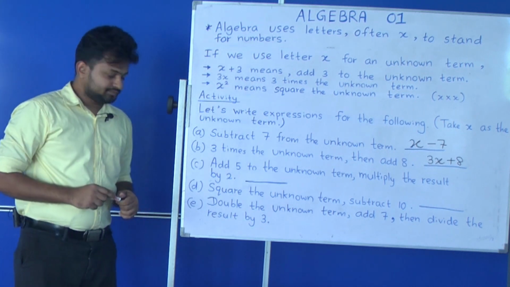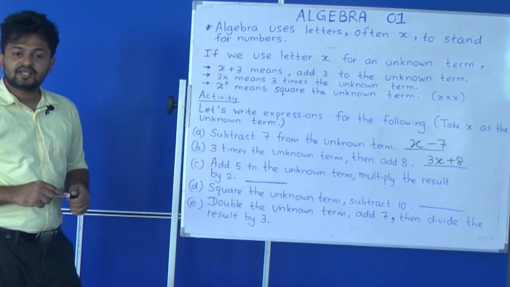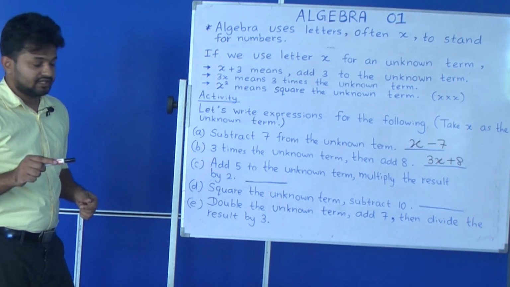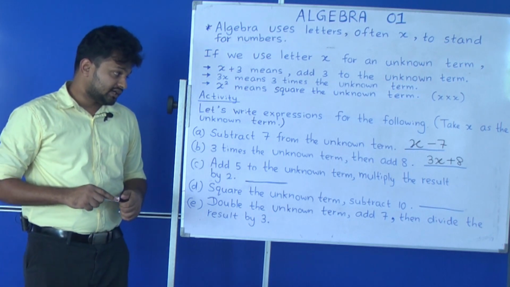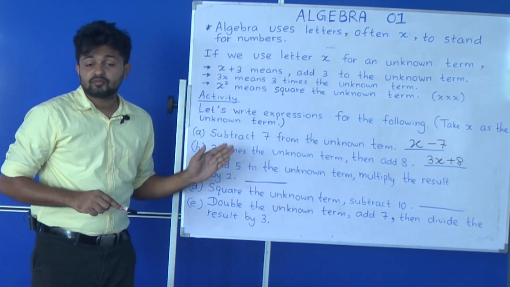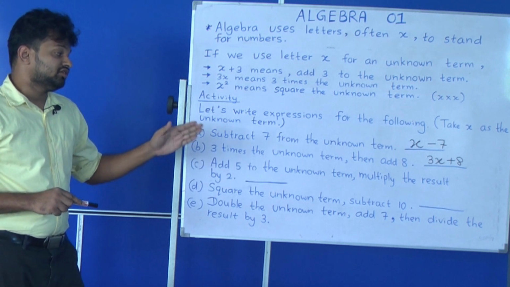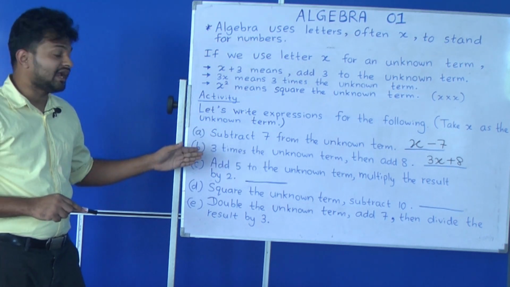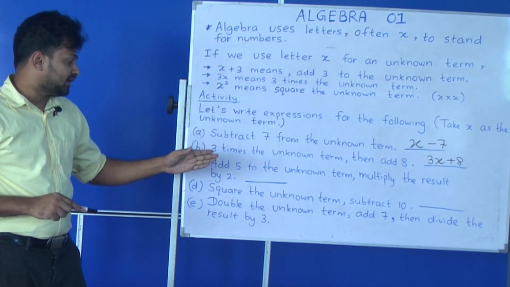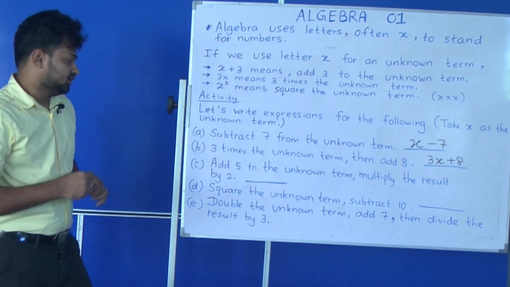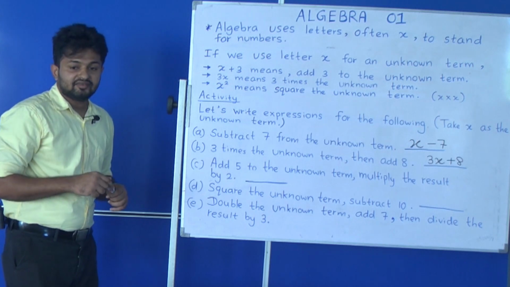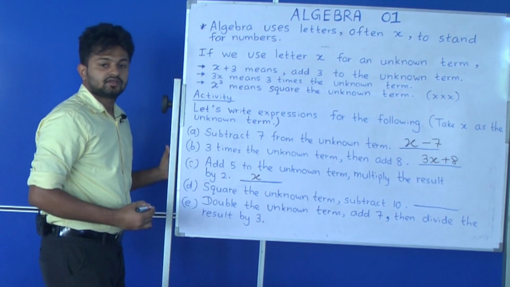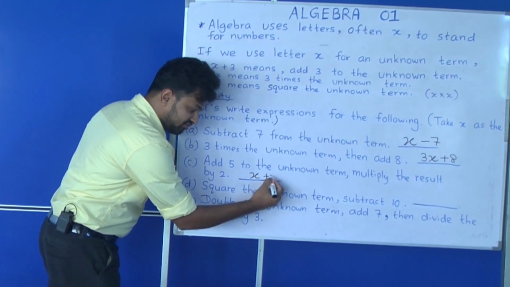Let's try this one. Add 5 to the unknown term. Unknown term is x. That is the letter we are using now. Add 5 to the unknown term. Multiply the result by 2. So what do we have to do here first? Not multiplying. First of all, you are adding 5. Then you are multiplying the result only by 2. So how do you show that you are adding 5 first? We know the unknown term is x. For that you are going to add 5.